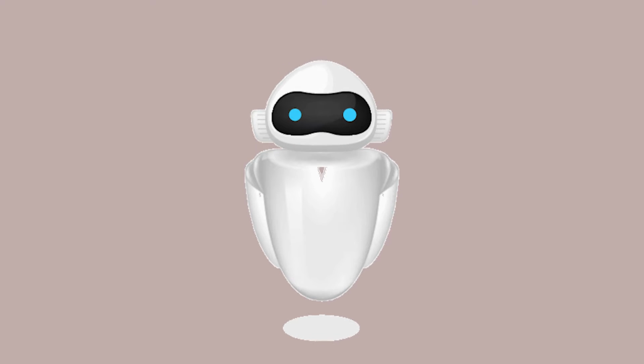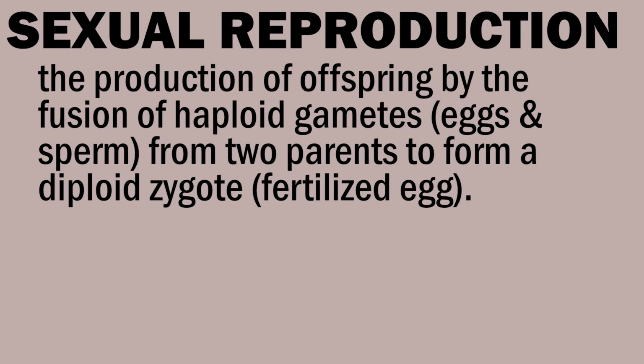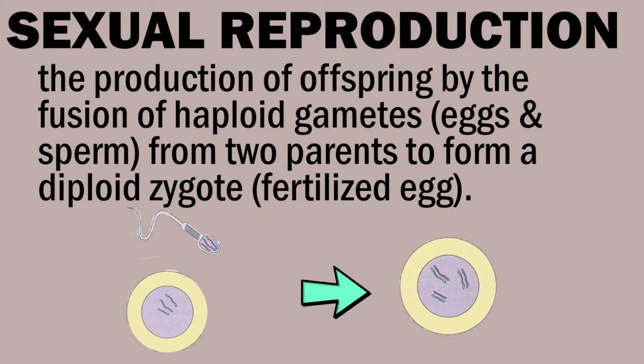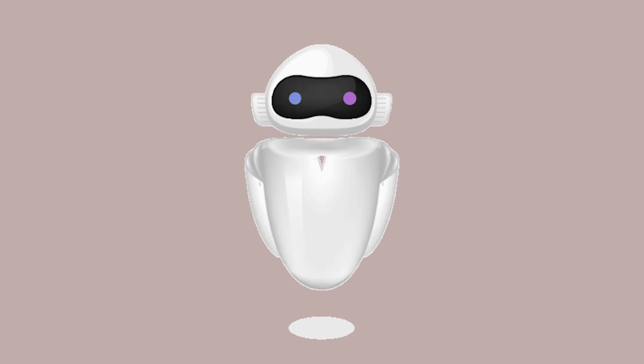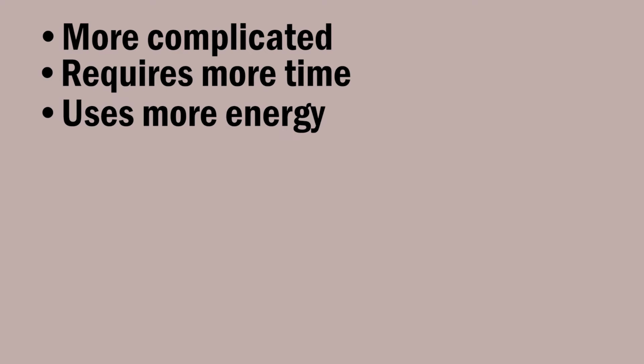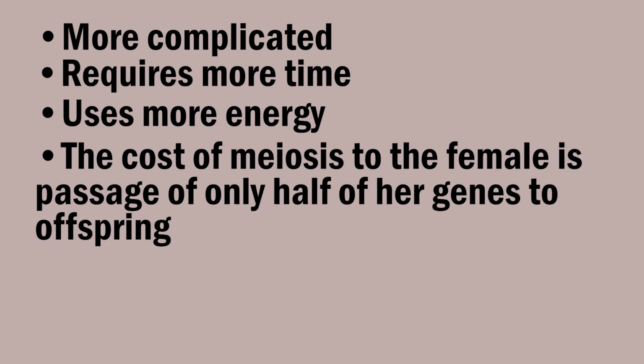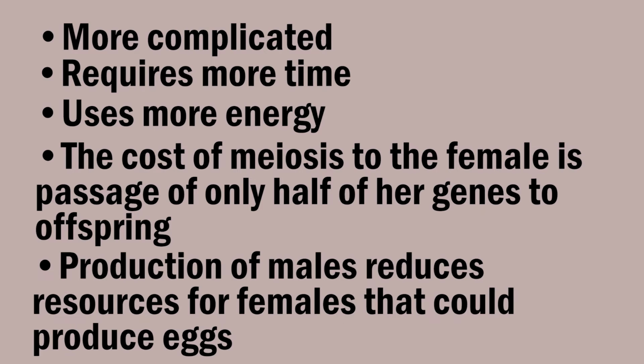Let's talk about the first mode of reproduction, which is sexual reproduction. The production of offspring by the fusion of haploid gametes from two parents to form a diploid zygote. The costs of sexual reproduction are greater than asexual methods because it's more complicated, requires more time, and uses more energy. The cost of meiosis to the female is passage of only half of her genes to offspring, and production of males reduces resources for females that could produce eggs.